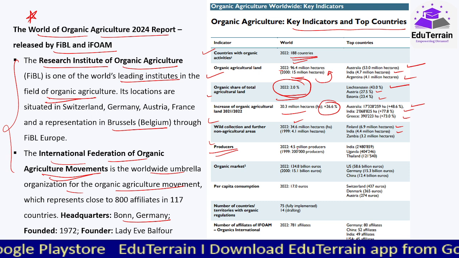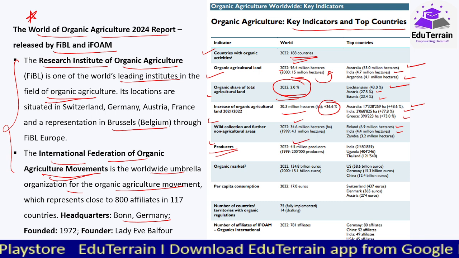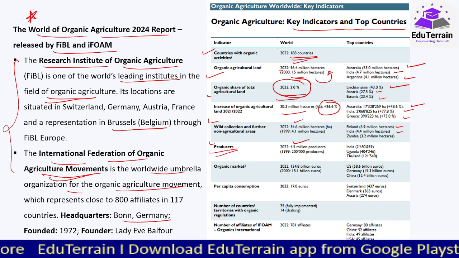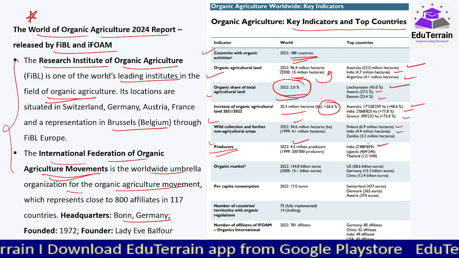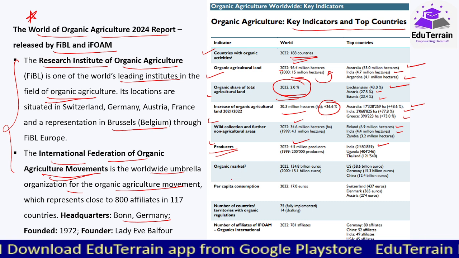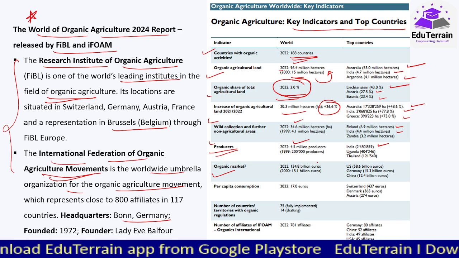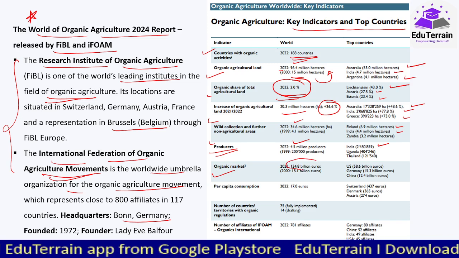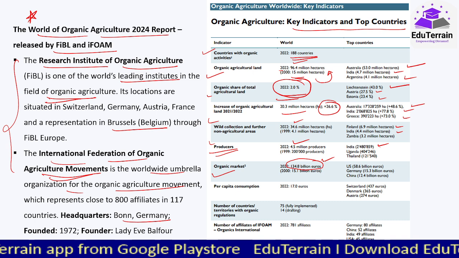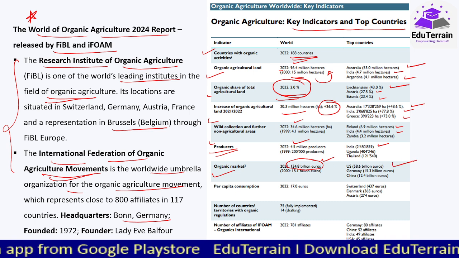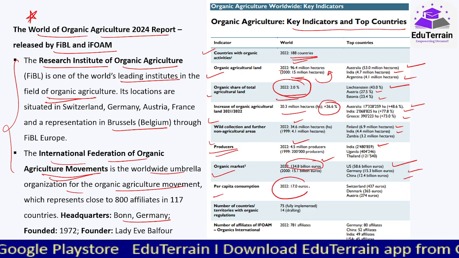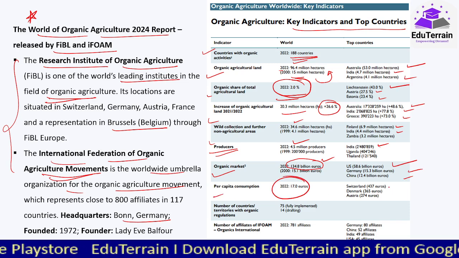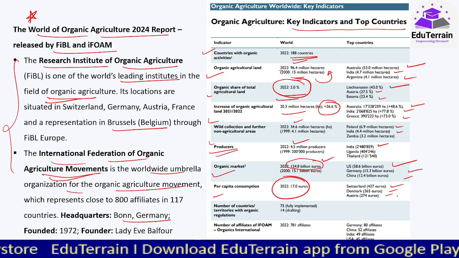Number of producers is 4.5 million producers. Of that 4.5 million producers, India has 2.4 million. Okay, 24 lakhs. After that Uganda and Thailand. Organic market अभी साइज है इसका 134.8 बिलियन यूरोस. उसमें सबसे बड़ा मार्केट है हमारा यूएस का. After that Germany and China. Per capita consumption 17 euros. उसमें सबसे ज़्यादा आता है consumption by Switzerland. After that Denmark and Austria.